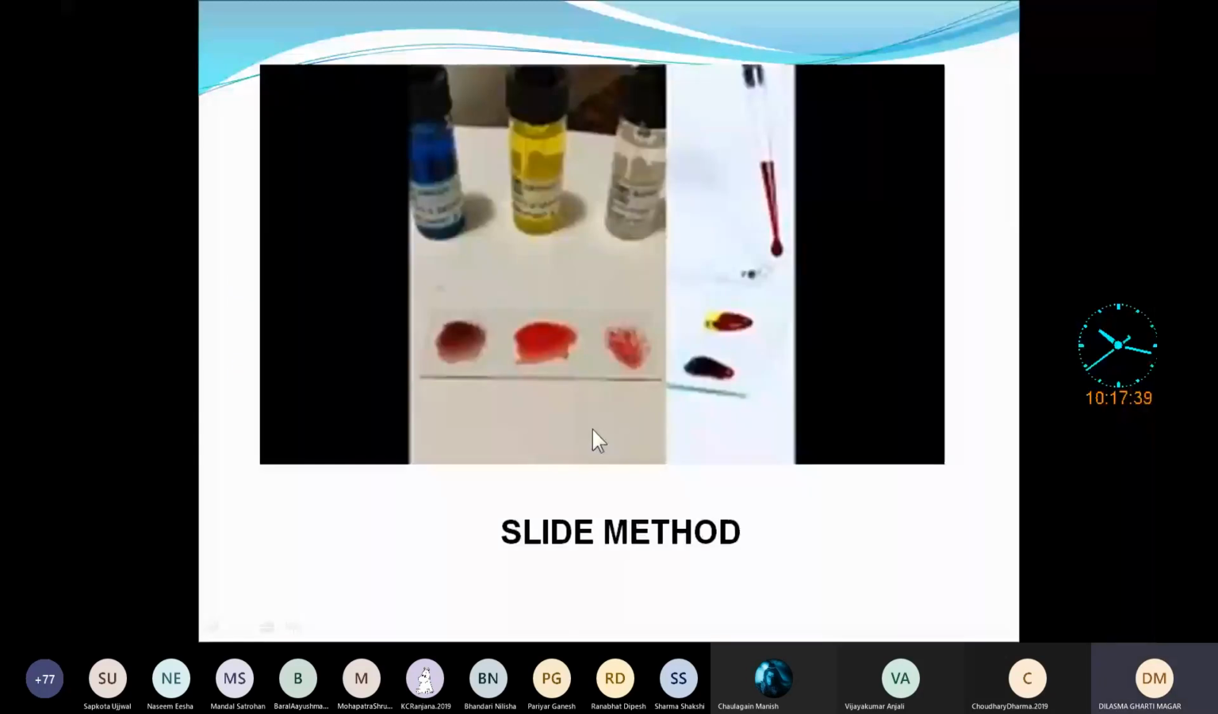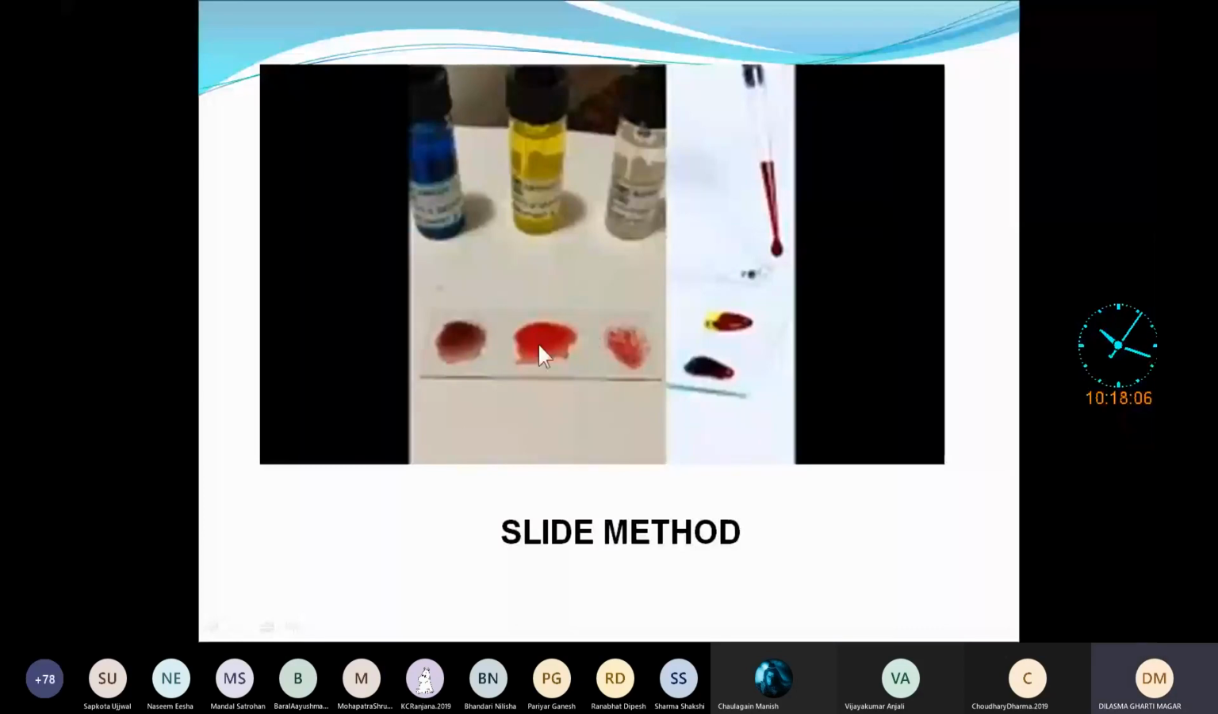Now first here the sera is kept, antisera is kept, and then this is the drop of the blood. On the right side you can see a drop of the blood is coming from the tube, isn't it? So the dropper, it is coming. So here the drop of the blood is placed on the slide. On the left side you can see agglutination, isn't it?